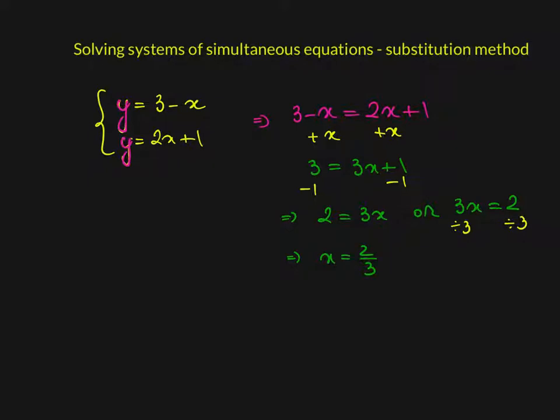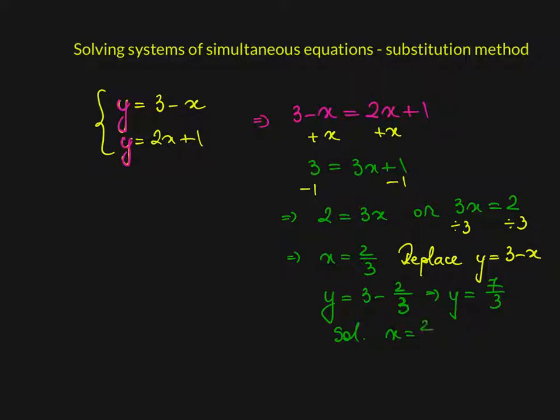I need to find y, so I replace in the first equation. It doesn't matter in which I replace, but the first one looks easier. y is 3 minus x, so y is 3 minus, and x was 2 over 3. Therefore, y equals 7 over 3. So my solution is x equals 2 over 3, y equals 7 over 3.